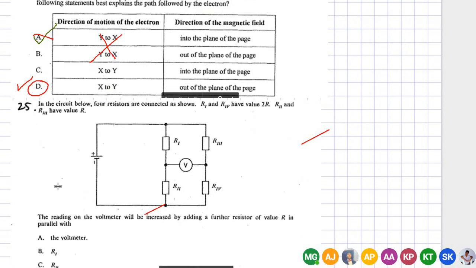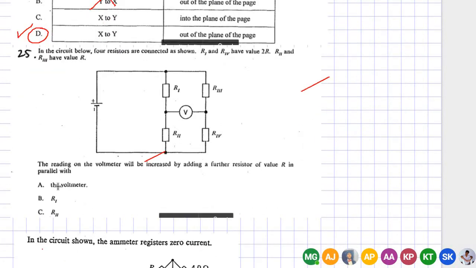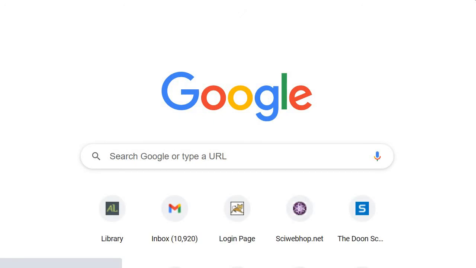Okay, now let's do the next question. In this question, it says 4 resistors are shown. In this, a lot of things are explained. We will conclude it also with a simulation. So let me open the PhET simulation.